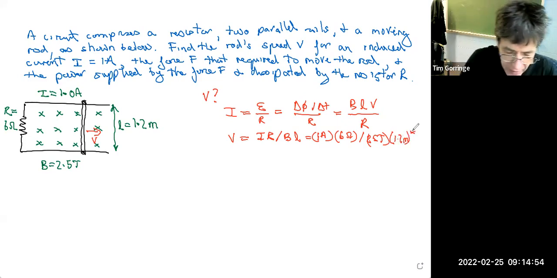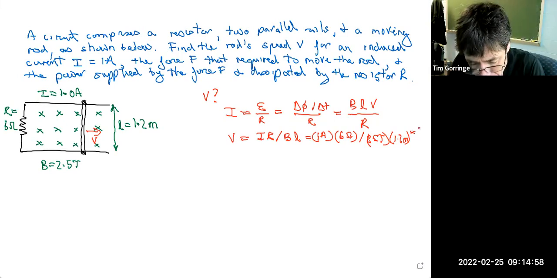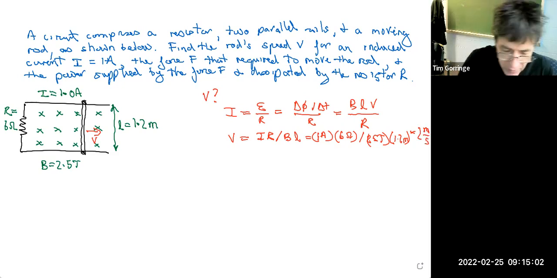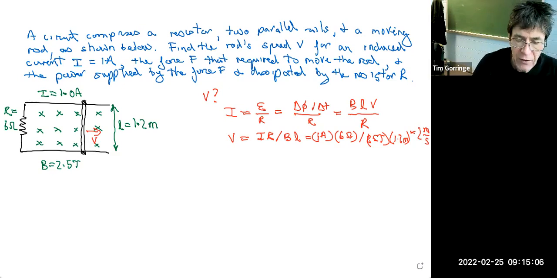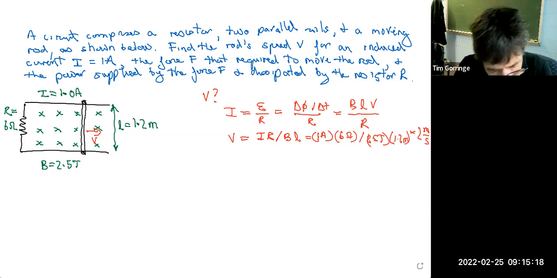And if we calculate that, I got 2 meters per second. So that's the speed of the moving rod. And it was really figured out by understanding that the induced current came from an induced EMF, which came from a changing flux, and how that changing flux is connected to the speed, the motion of the rolling rod.